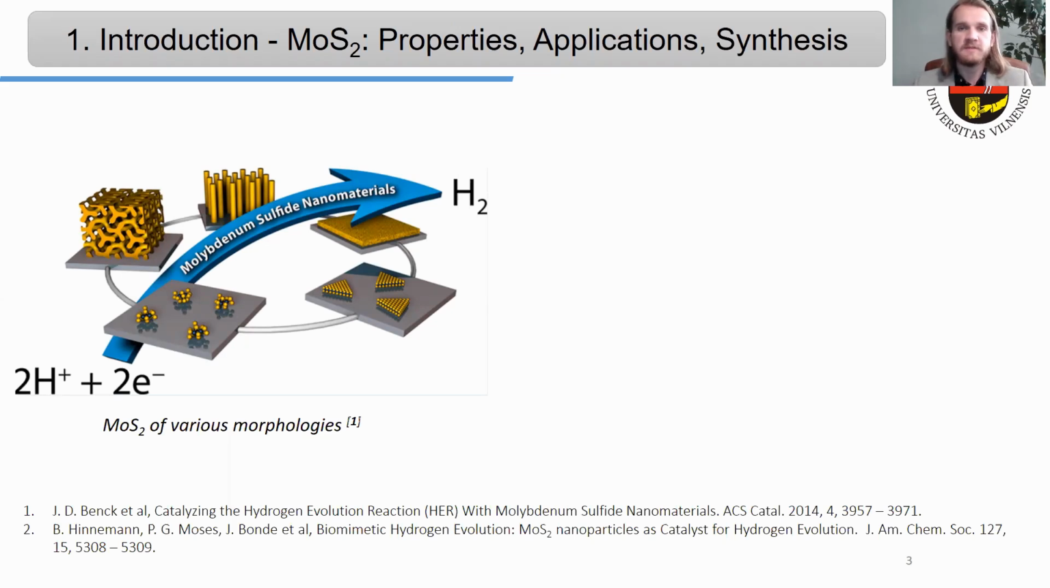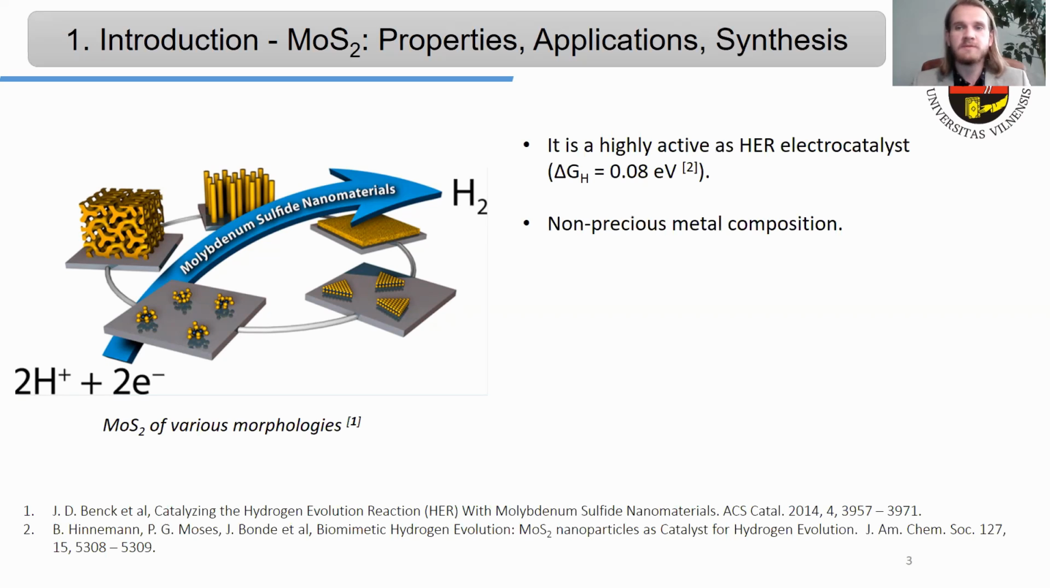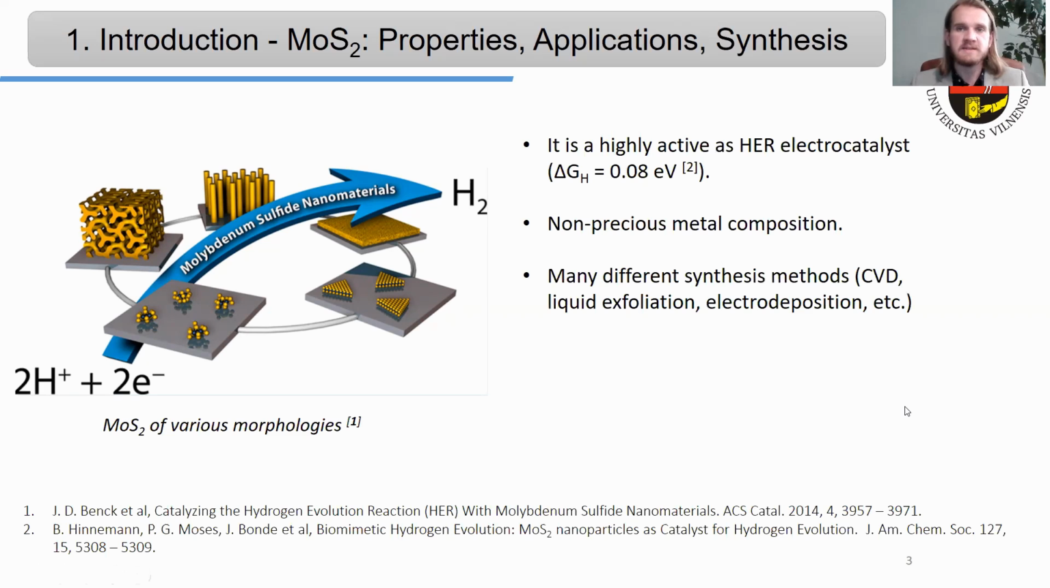So why is molybdenum disulfide interesting? Well, as is pictured in this figure, molybdenum disulfide can be shaped into various unique morphologies, or, as in our case, it can be deposited on substrates with unique structures and morphologies. It has been shown to be a highly active hydrogen evolution reaction catalyst with a free hydrogen adsorption energy of around 0.08 electron volts, and here the closer to zero, the better. As is important for catalysts, it is precious metal free and therefore relatively inexpensive to produce. Many different synthesis methods exist, although as electrochemists, we are mostly focused on electrochemical deposition.